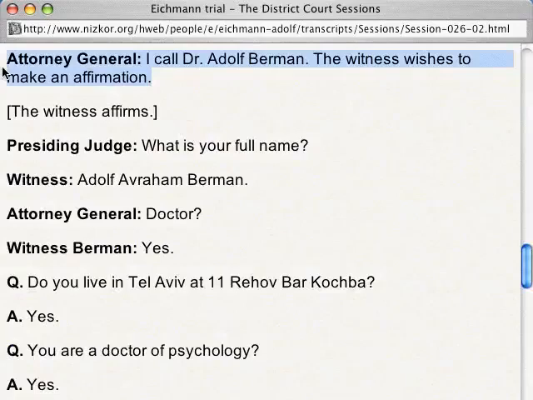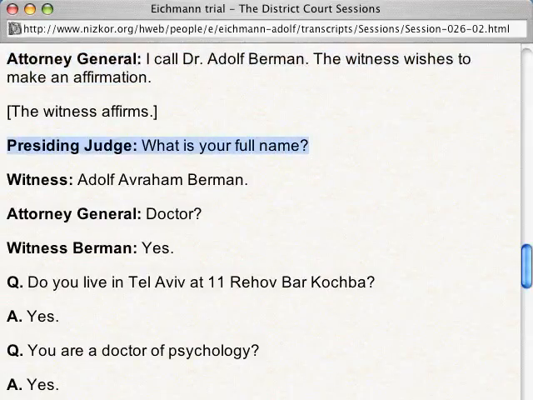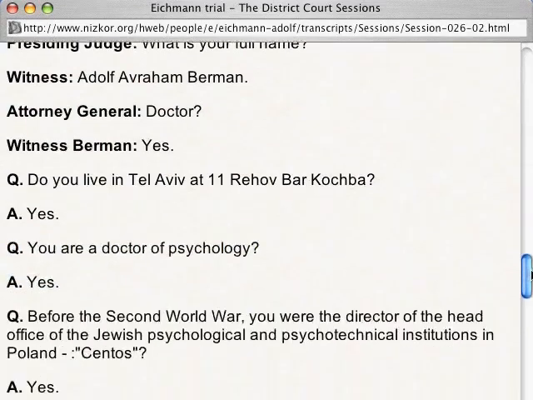Gideon Hausner is the Attorney General. Attorney General, I call Dr. Adolf Berman. The witness wishes to make an affirmation. Presiding Judge, what is your full name? Witness, Adolf Abraham Berman. Doctor? Yes. You are a doctor of psychology? Yes. Before the Second World War, you were the director of the head office of the Jewish Psychological and Psychotechnical Institutions in Poland, Centos? Yes.